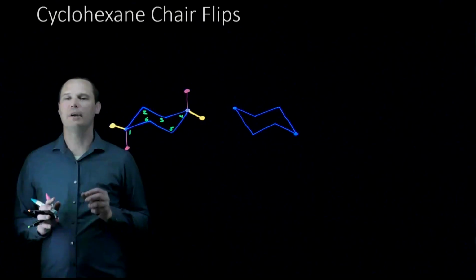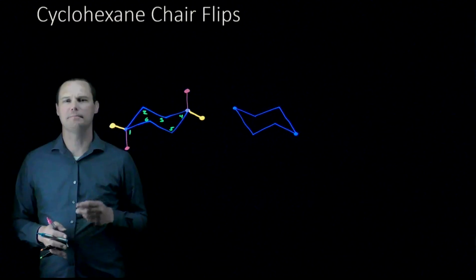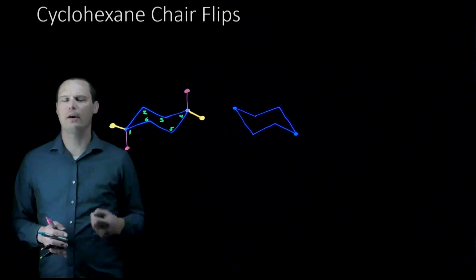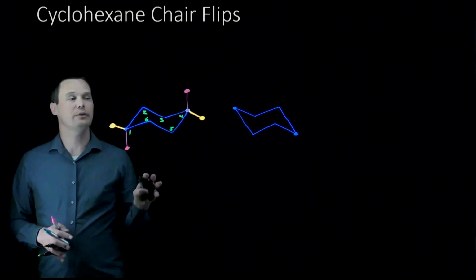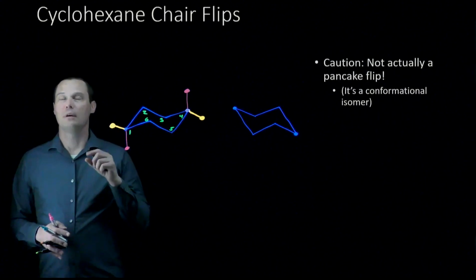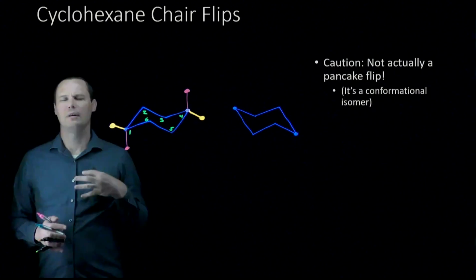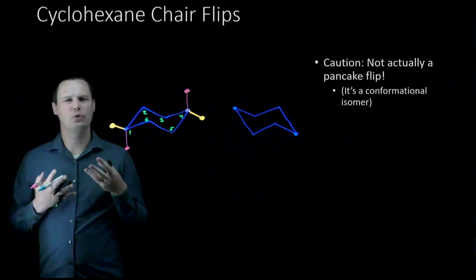Cyclohexane chair flips are often misunderstood by students. What actually is a chair flip, and how do we do it? Let's talk about it. The first thing to say when we do a cyclohexane chair flip is that chair flips are not actually flips. You're not actually flipping the molecule like a pancake.